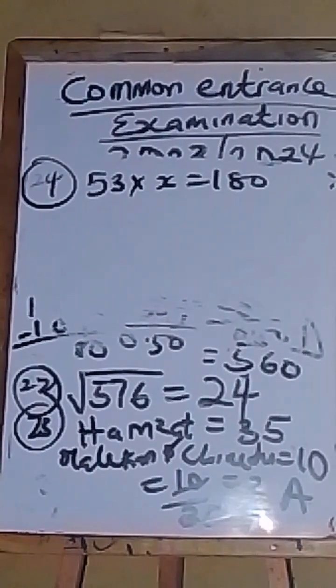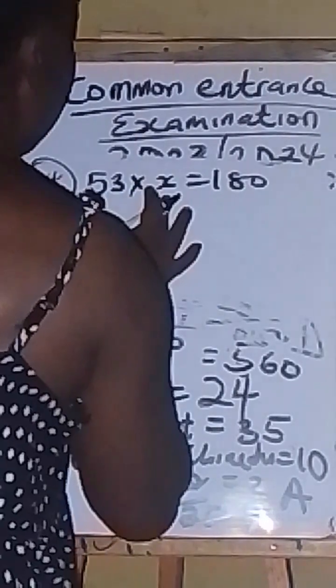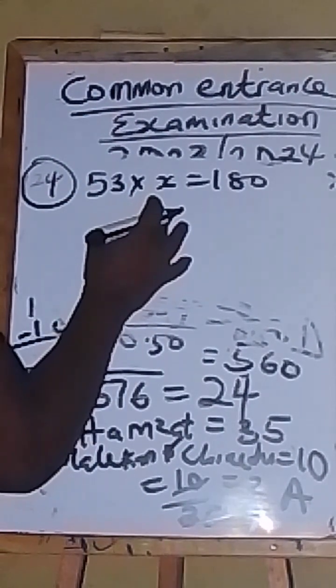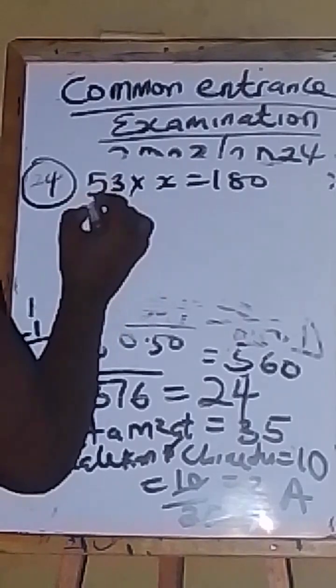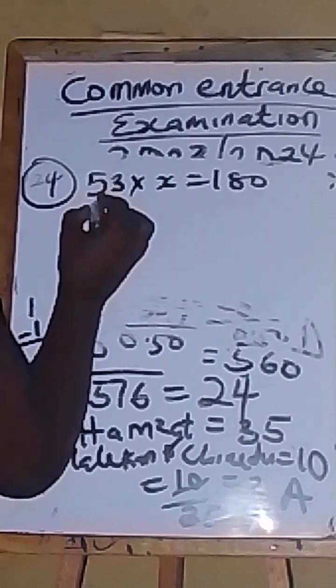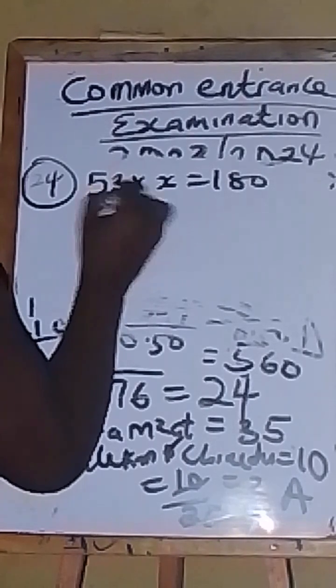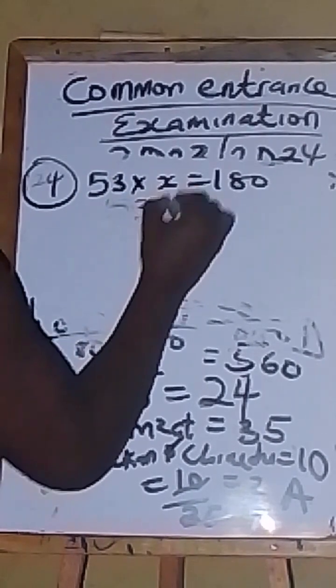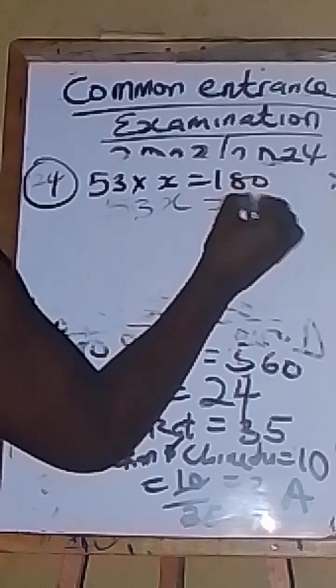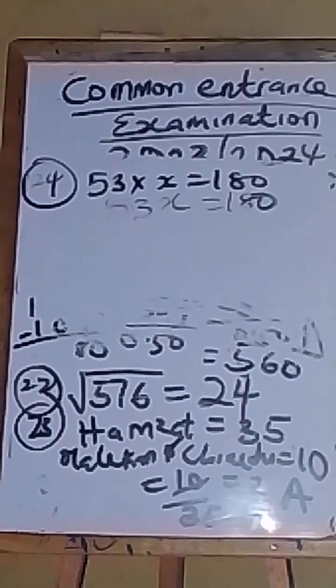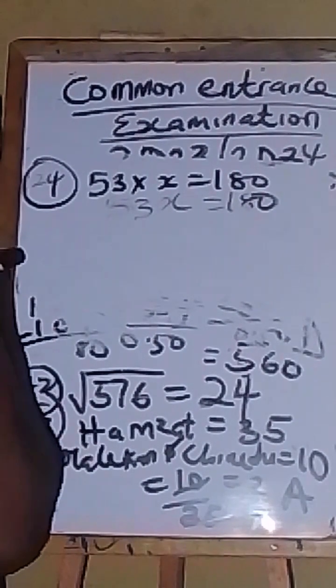So if there are 53 of this, what that means is the person has to find the total number of pupils. So this is 53x equals to 180.